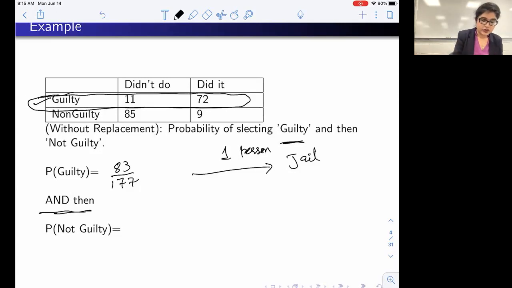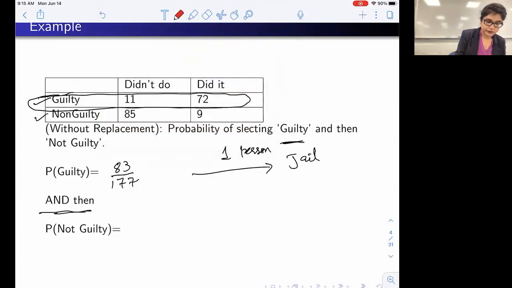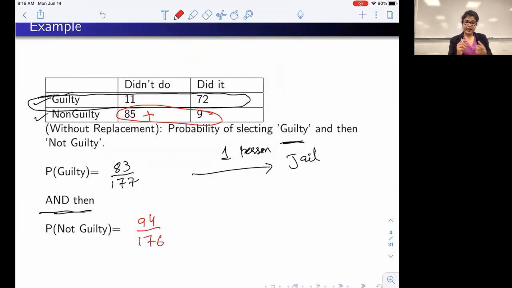So how many people are not guilty in this experiment? So this is my non-guilty row. This is going to tell you who didn't do it and who did it, but they are found non-guilty. So 85 plus 9 will be the total number of people found not guilty. So 85 plus 9, what will it be? 94. Overall, how many people? 176.